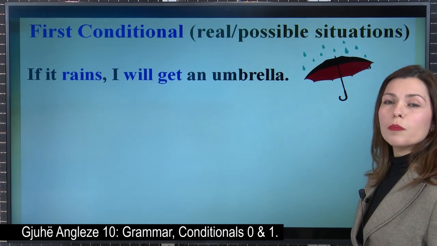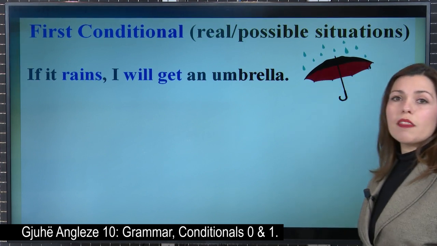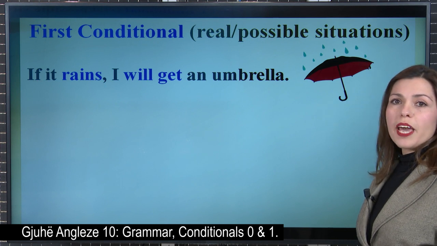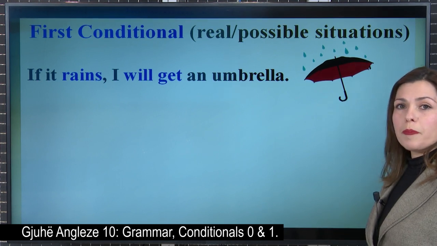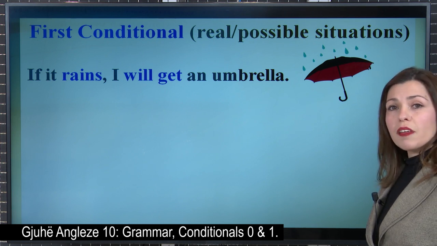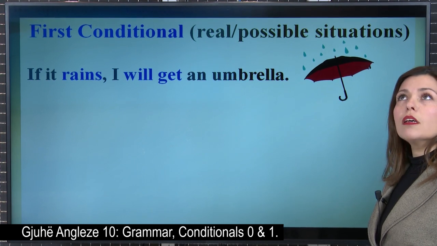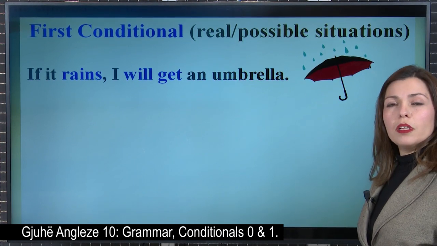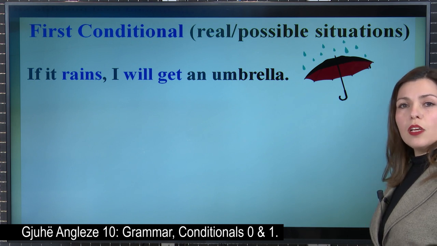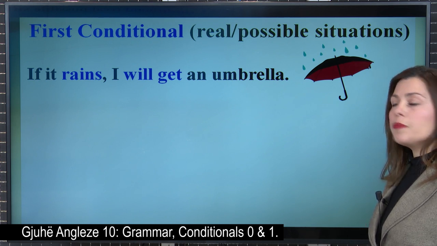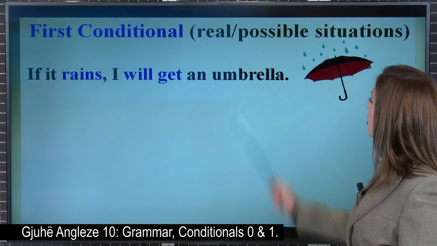Well, I woke up in the morning and I saw that the weather was not that good. So I said that, well, it might rain. That's why I was thinking of taking an umbrella with me. That is something that is not a fact anymore. This is something that is, let's say, possible in the present or the future. That's why in this case, we use the first conditional. If it rains, I will get an umbrella.